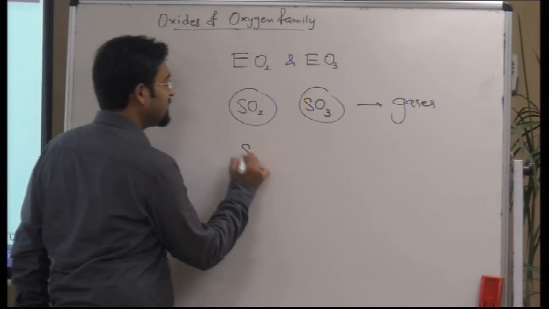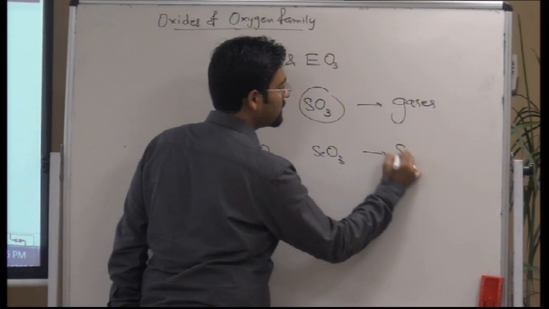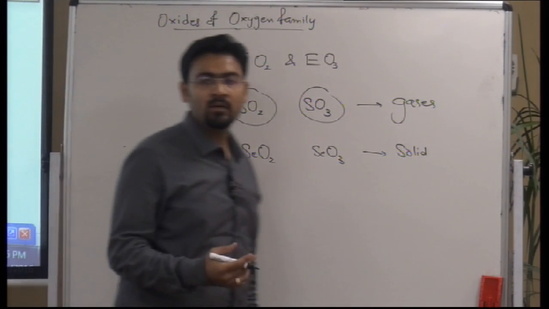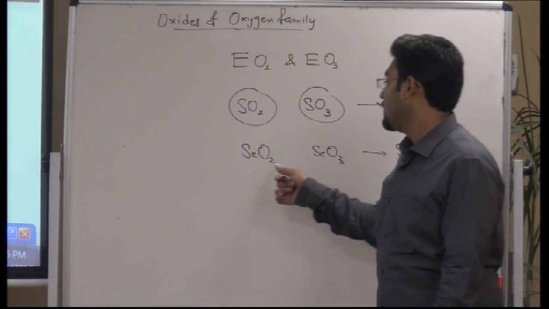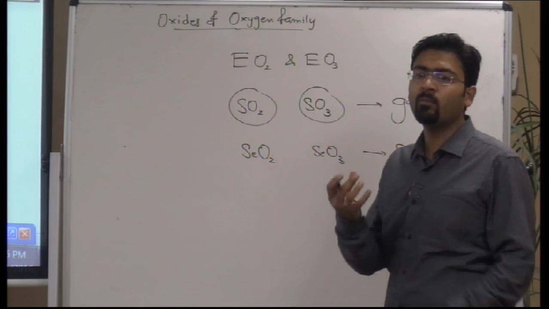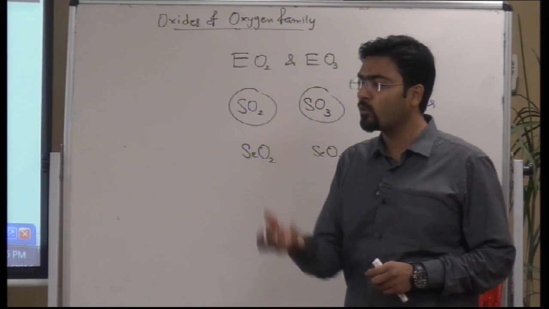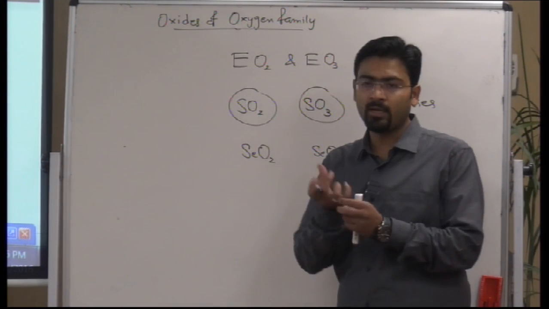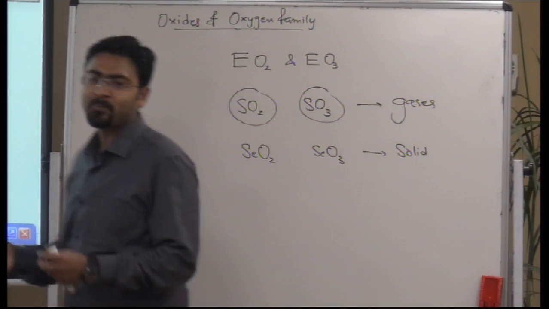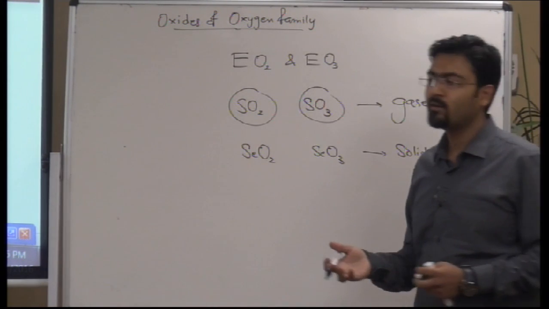Whereas the oxides SeO2 and SeO3 are solid at room temperature and they do not exist in the monomeric form, in the form of single units. For example, SO2 exists in the form of monomeric units. Like single SO2 molecules, because there's a lot of smog these days, there might be many SO2 molecules moving around me, right?